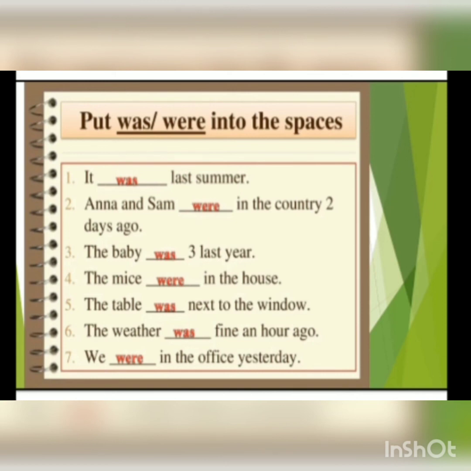The mice were in the house. So probably the mice were in the house a few days back or a year back. We don't know about it, but something must have happened in the past. That means it is not happening right now. We are talking about something which is already over. It is finished. The table was next to the window. Probably the table was next to the window a few days back, but now it is not there. We have moved it. So it is something which has happened in the past. The weather was fine an hour ago. We were in the office yesterday.